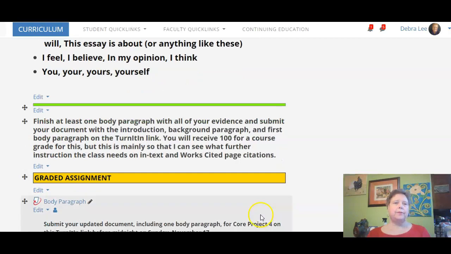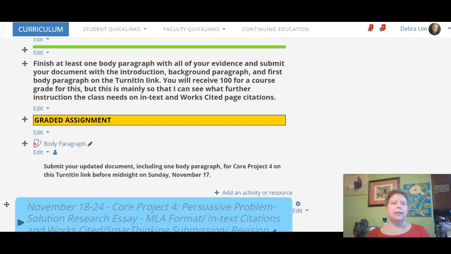So here's your assignment. Finish at least one body paragraph with all of your evidence and submit your document with the introduction, background paragraph, and first body paragraph on the Turnitin link. You'll get 100 for the course grade for this, but I do want you to go back and check my comments, because if there's any problem that I see that we can correct at this stage in the game, then the final result, when I actually get your full essay and get to grading that, you'll have a much higher number, which is what we all want.